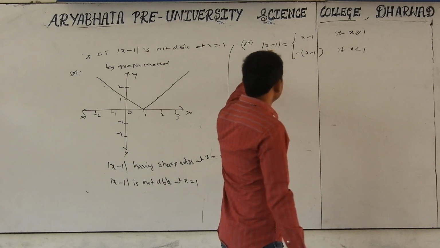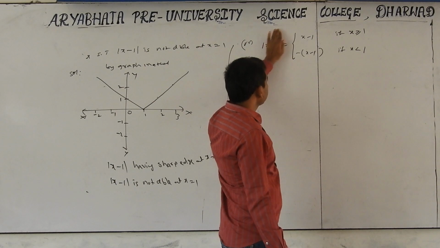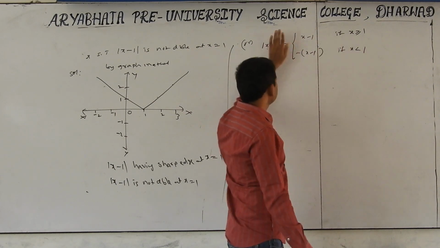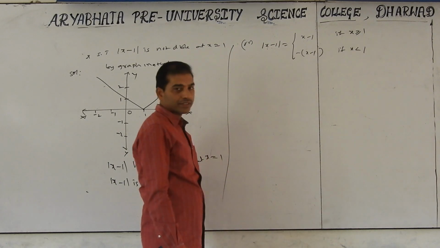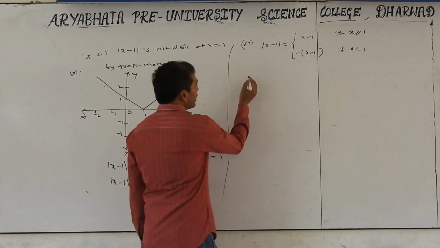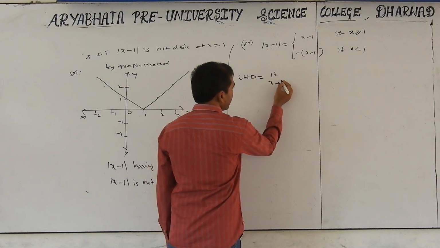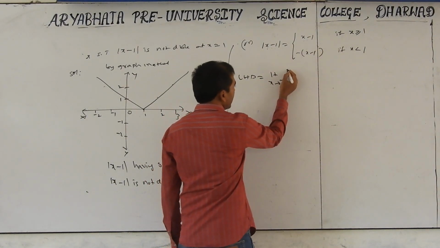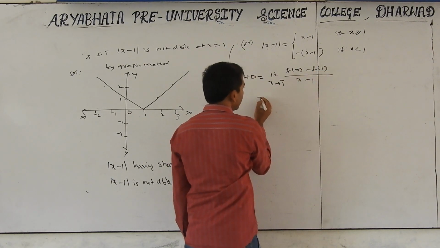Mod x minus 1 is changing at what point? At 1. For above 1 it is positive, so mod x is x. For below 1 this is negative, so mod x equals minus x, by the definition of mod x. Now the left derivative LHD. Limit x tends to, at what point? 1 minus of f of x minus f of 1 by x minus 1.